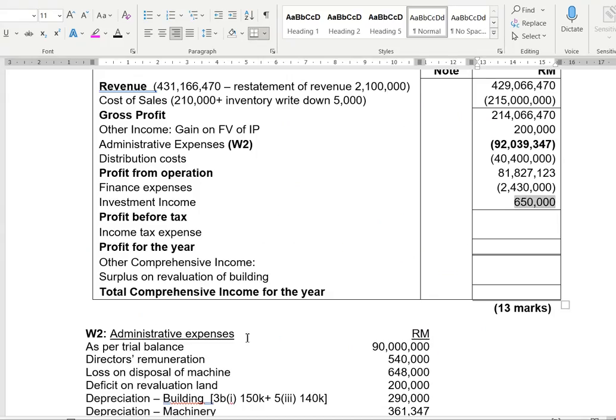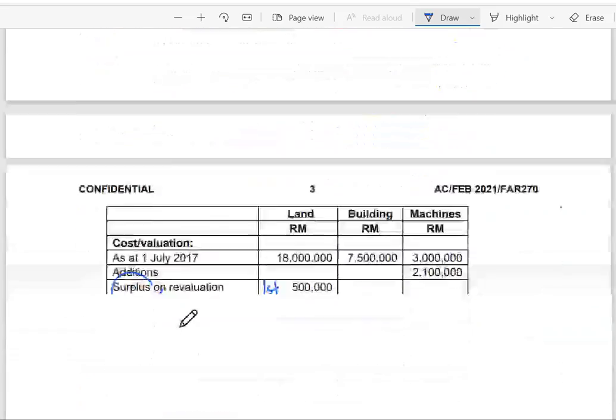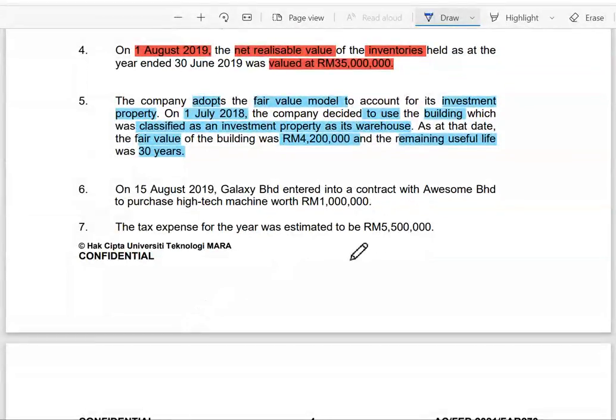Now go to the profit before tax. Your profit before tax would be 80,047,123. The income tax expense should be as a result of your 5,005, which is given in the question. You can straight away take that here, which is given 5.5.